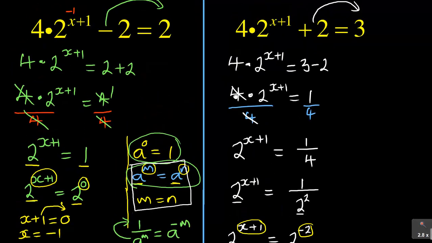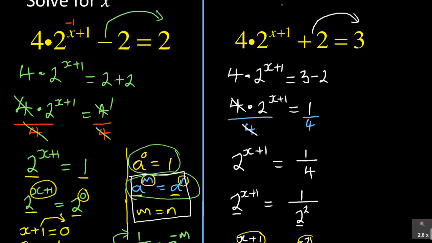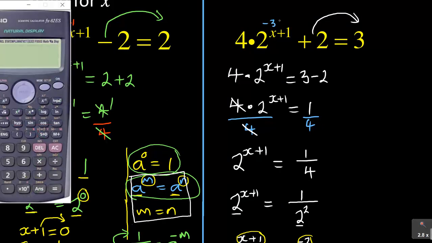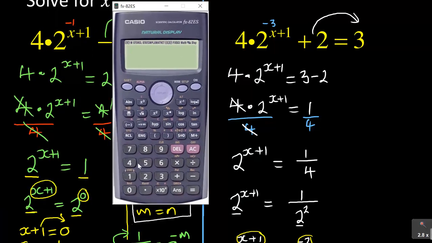And what you need to do, take your calculator and, just to test your answer, remember you got x is equal to minus 3. So you've got 4 times 2 to the power of negative 3 plus 1, and then after that plus 2. You can see that the answer there is equal to 3. So that is how you solve such exponential problems or algebra.